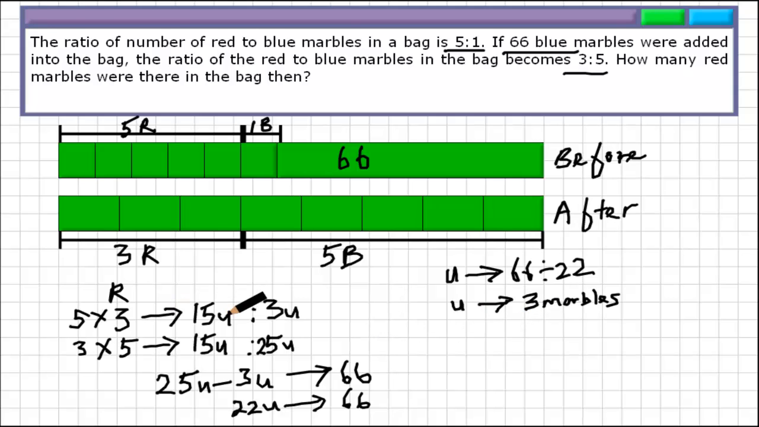There are 15 units in the red section. Therefore the answer is 15 times 3 equal to 45 red marbles. And that's the answer to the question. Thank you.